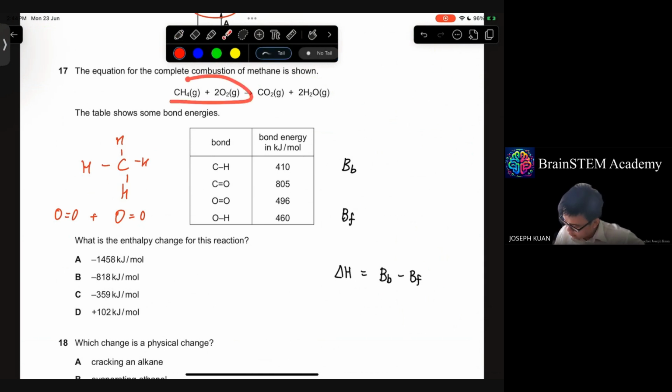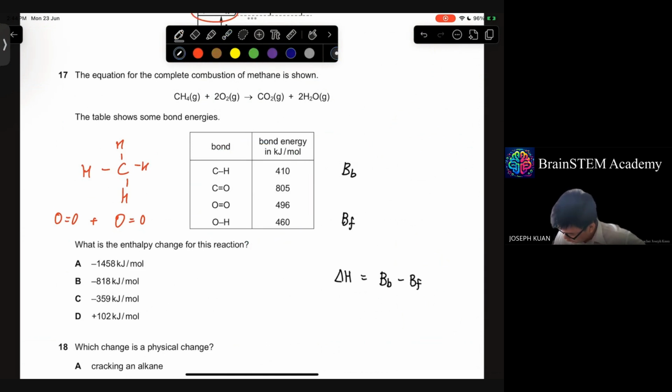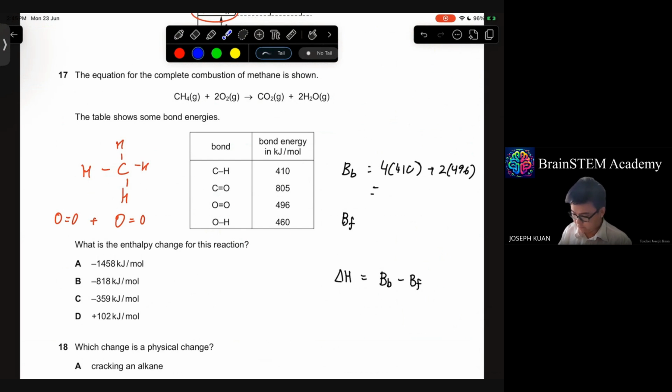So first, these molecules have to be atomized. We have to break the bonds, right? So according to the bond energy here, it will cost us 4 sets of 410 to break down methane, and also 2 sets of 496 to break down 2 molecules of oxygen. So that will give us a value of 2632.